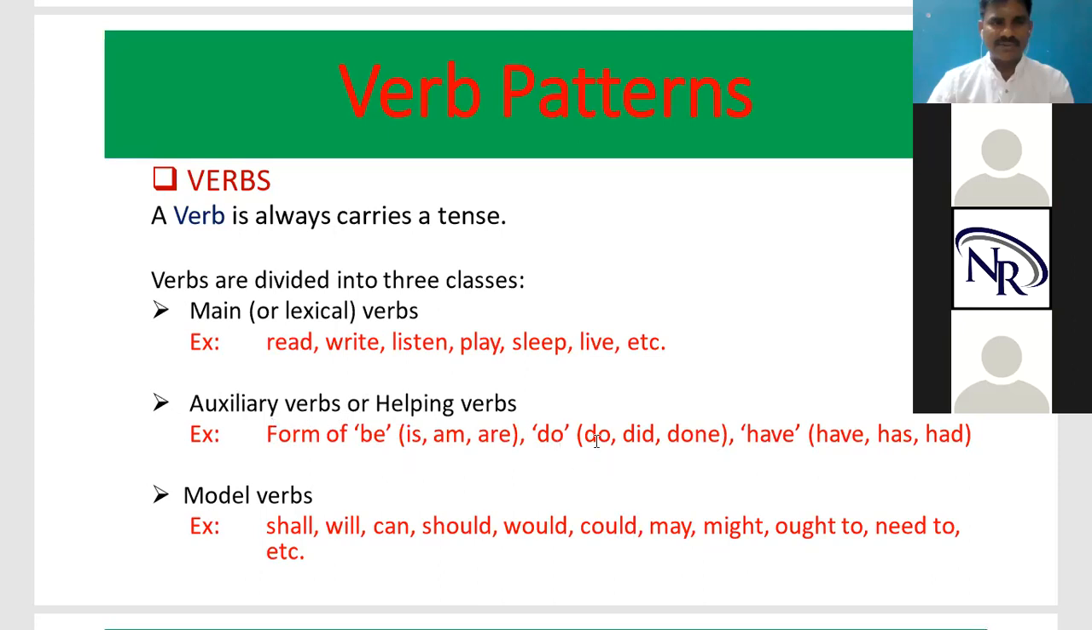Next, do forms: do, did, done. Next, have, possession forms: have, has, had. I have, we have, they have, you have, he has, she has. Next one, modal verbs: shall, will, can, should, would, could, may, might, ought to, need to, etc. Three classes of verbs: main verbs or action verbs, helping verbs or auxiliary verbs, and modal verbs.